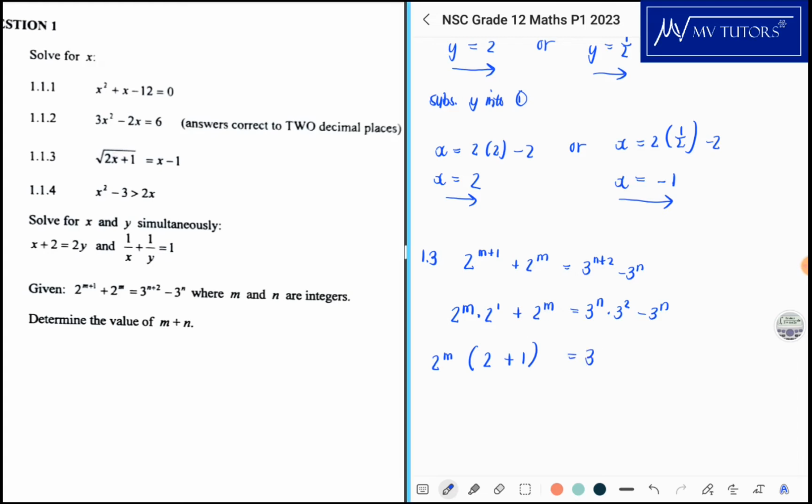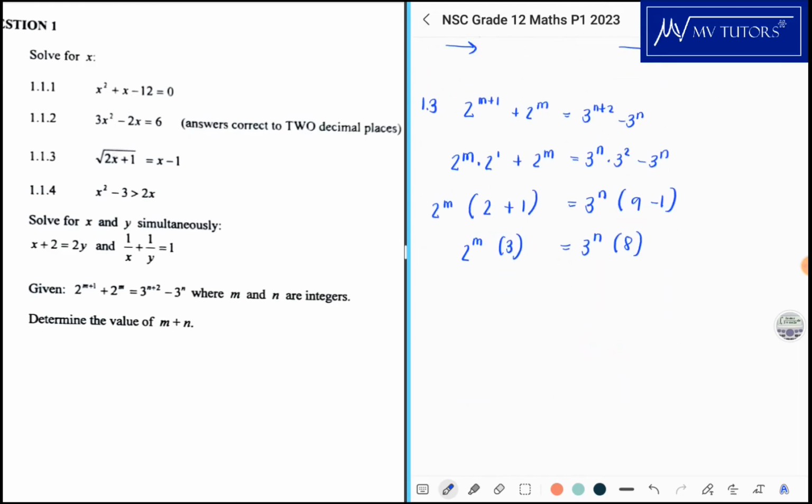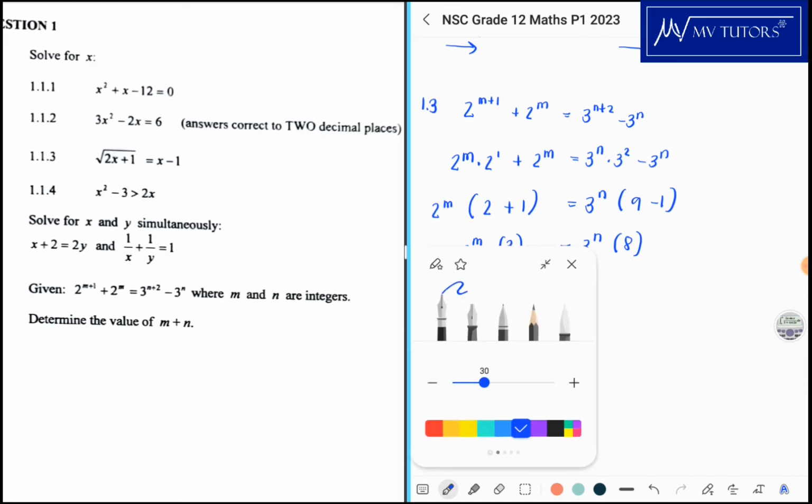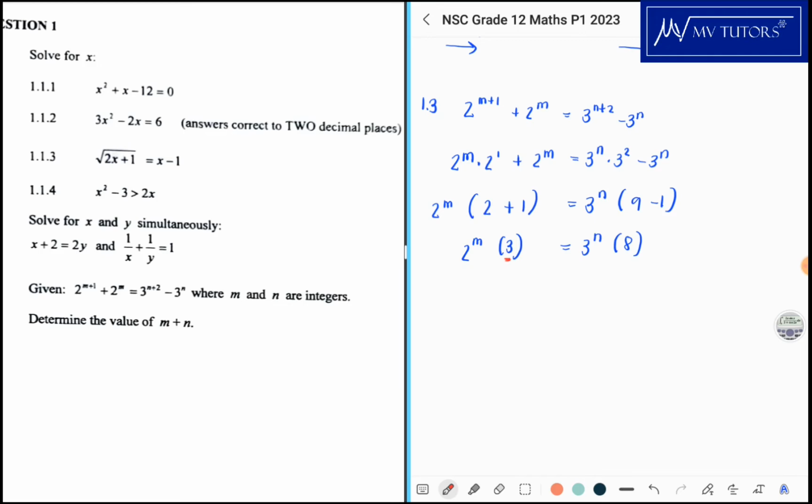On the right hand side, if I take out 3 to the power n, I'm left with 3 to the power 2, which is 9, minus 1. So then I have 2 to the power m multiplied by 3, equals 3 to the power n multiplied by 8. Now when I get here, it's like, what is happening? How do I get m? How do I get n? Already I can see that I have 3, and 3 to the power n, which is great. But now I have 2 and 8.